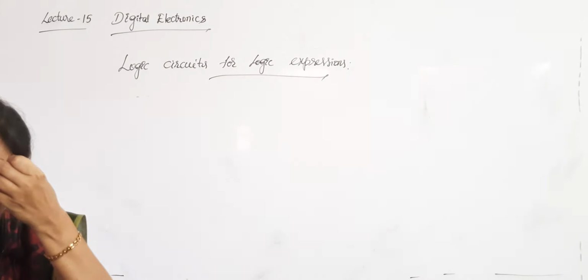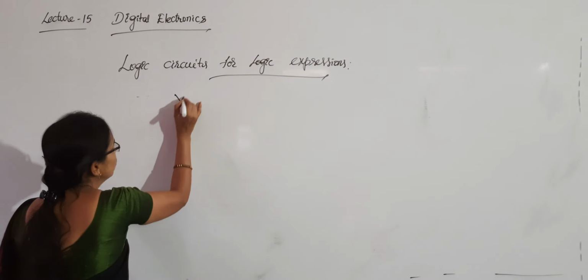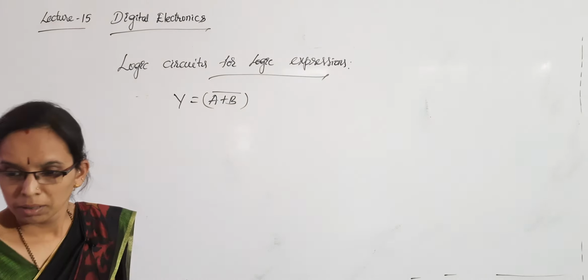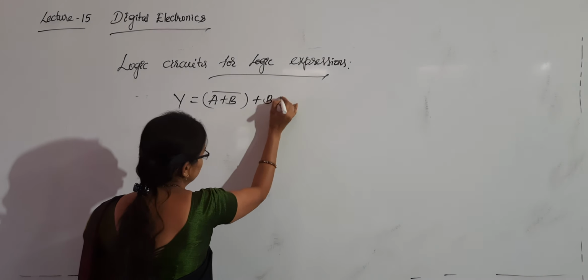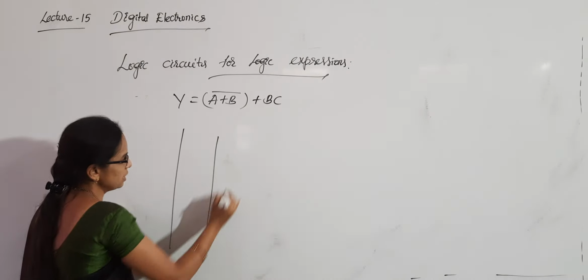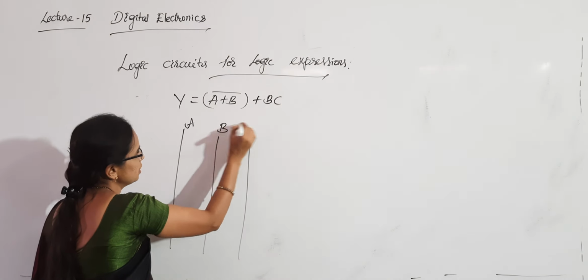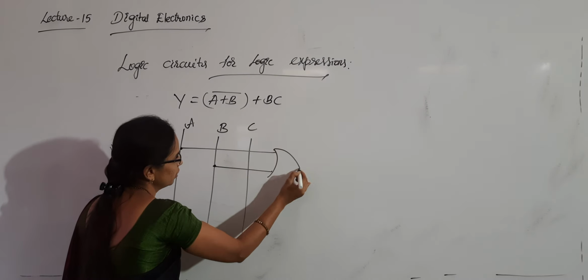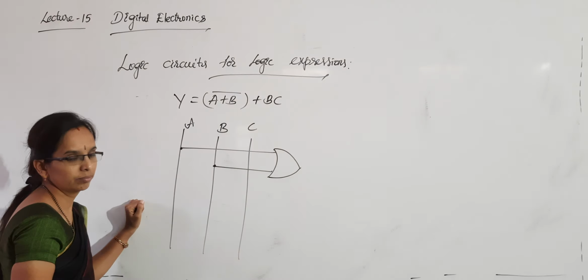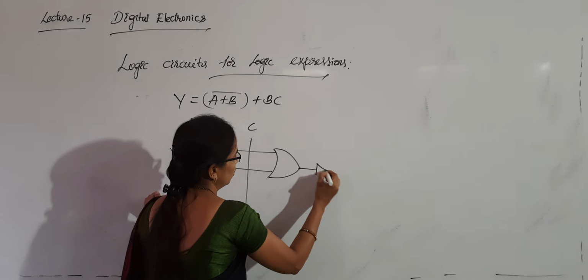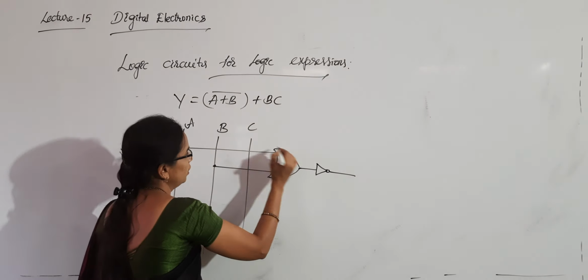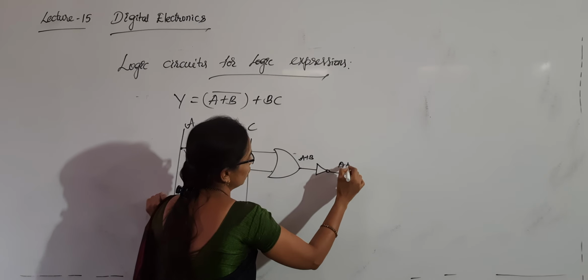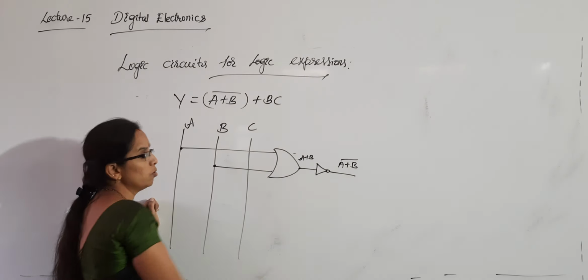A plus B whole bar plus B into C. Y is equal to A plus B whole bar plus B into C. For that again A, B, C, 3 lines you have to draw. From A I will take one, A plus B I require, so I will put an OR gate here. Here A plus B it will be, but for that the whole bar is there, so I have to put a NOT gate.